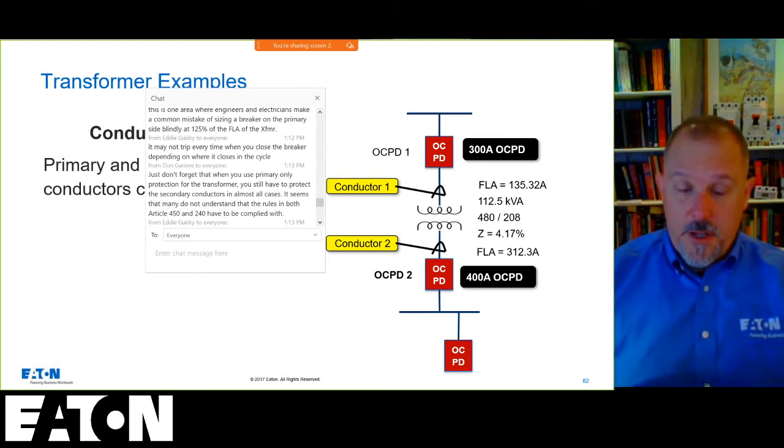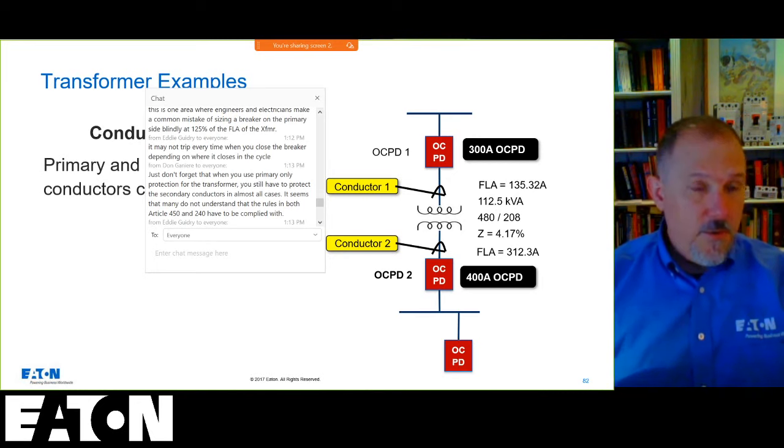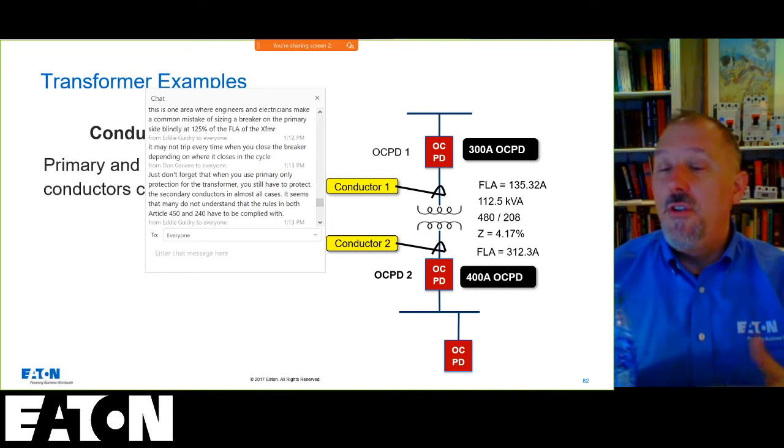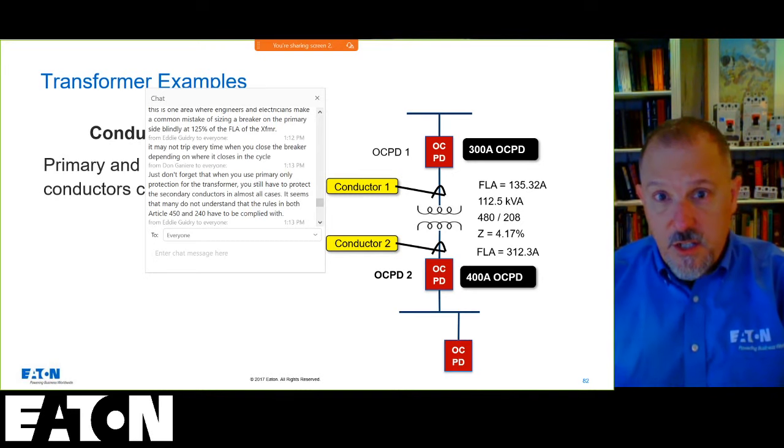Or, I mean, you followed the code. Remember, the code's not foolproof. The code is not a design guide. It's going to create a safe installation, but that doesn't mean you might not have to replace that equipment because of fault currents. So you can go above and beyond and provide a little bit more protection, but you have to justify the cost to do that.